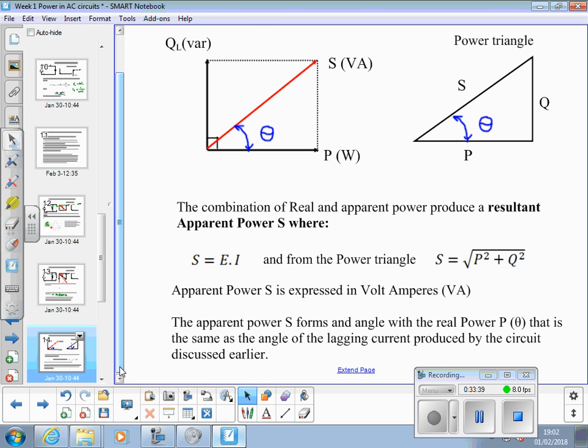So, expressed in volt-amperes, VA, apparent power S forms a triangle with the real power P, and theta is the same as the angle of the lagging current produced by the circuit discussed earlier. So that angle in there, if we're talking about the same circuit, theta, is the same as the angle between the voltage and the current. Still all reasonably happy with that so far? Good.